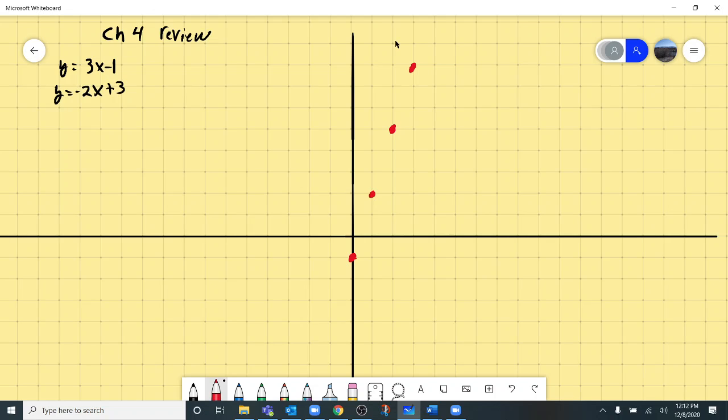Now I'm going to do this one, negative 2x plus 3. So that one starts at positive 3. And it has a slope of negative 2. So my rise is actually a fall. So I fall 2 and go over 1. Fall 2 and go over 1. Forgot to go over 1. Go over 1. Fall 2 and go over 1. Okay, so that's what that one's going to look like. I probably should have used a different color so that didn't look so confusing.